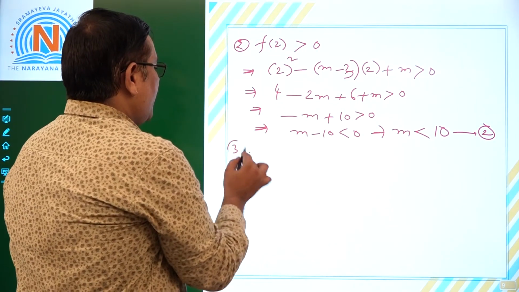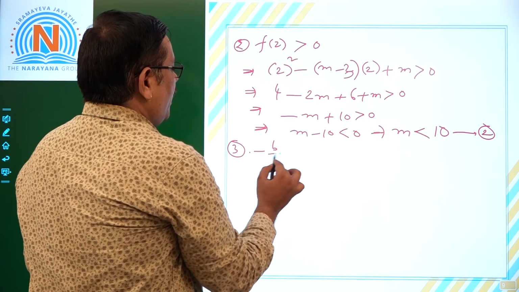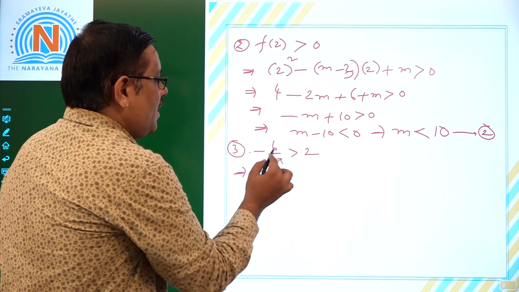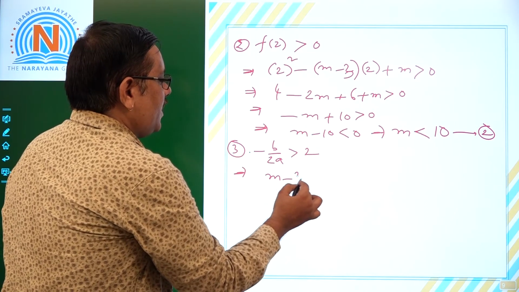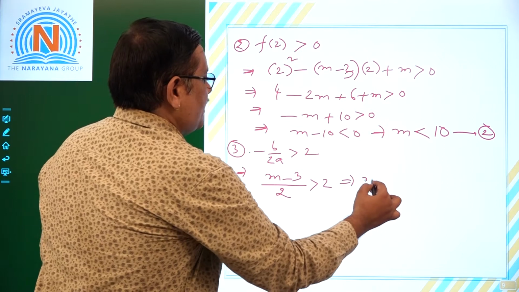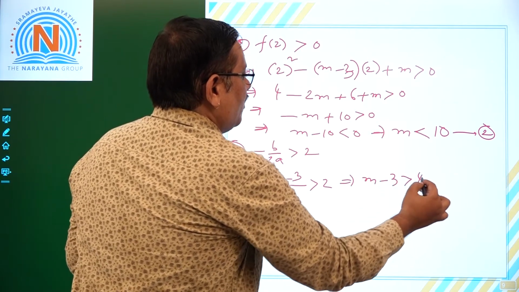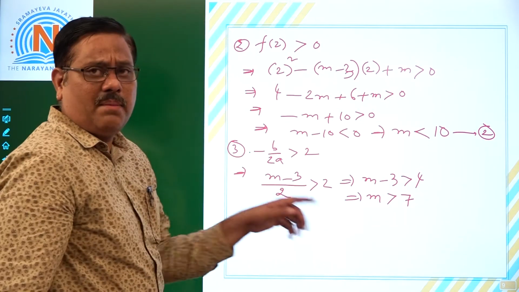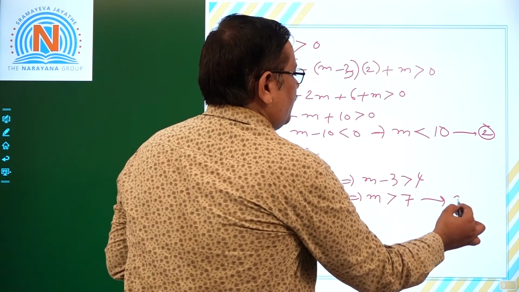What is the third condition we have? Minus b by 2a is more than 2. What is minus b by 2a? Minus b means m minus 3, by 2 times a, that is 1, is more than 2. It implies m minus 3 is more than 4, that is m greater than 7. This is the third condition.